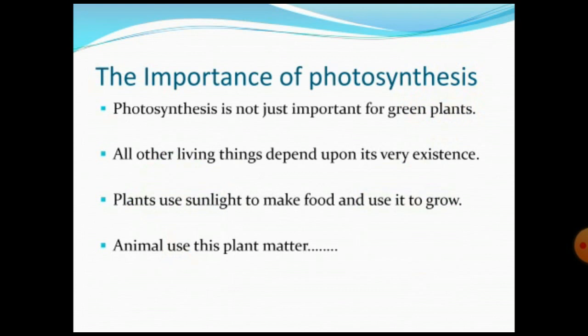It is important for all living things because all other living things directly or indirectly depend on plants for their food. Plants use sunlight to make food and use it to grow. Now what happens is, during the process of photosynthesis, the plant uses sunlight to make its food.